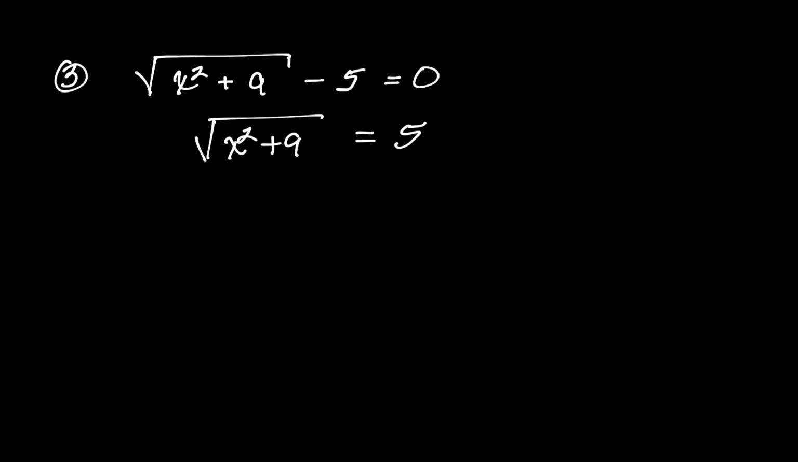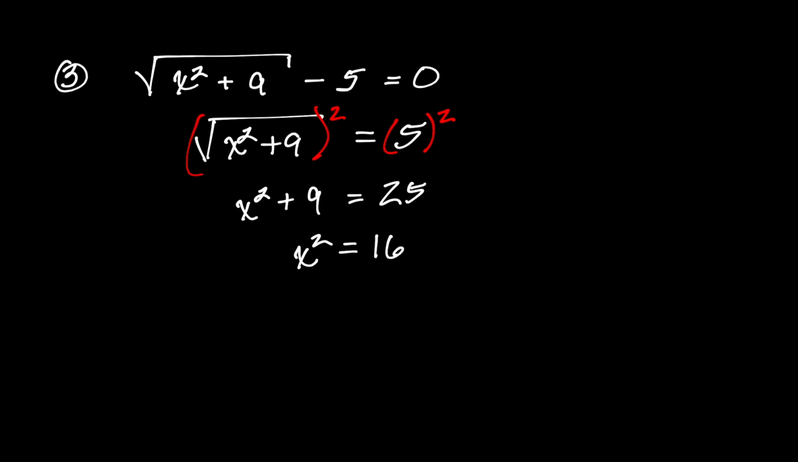equals 5. Now this is where we say I have to undo that radical. So I'm going to square both sides of this equation. That gives us x squared plus 9 is equal to 25, because 5 squared is 25. Then go ahead and subtract 9 on each side, or you could subtract 25 on each side. I would probably be inclined to subtract 9 on each side and get x squared equals 16.